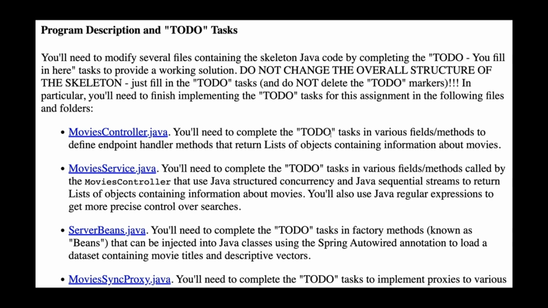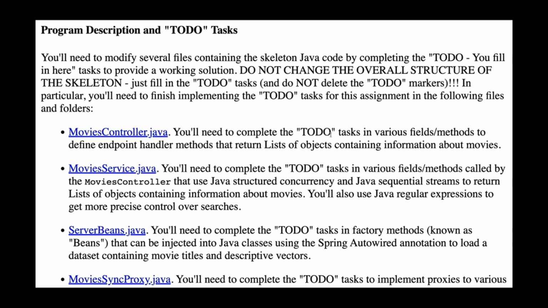In particular, you need to finish implementing the TODO tasks for this assignment in the following files and folders. MoviesController.java, where you need to complete the TODO tasks in various fields and methods to define endpoint handler methods that return lists of objects containing information about movies. MoviesService.java, where you'll need to complete the TODO tasks in various fields and methods called by the movies controller that use the Java structured concurrency and Java sequential streams mechanisms to return lists of objects containing information about movies. You'll also use Java regular expressions to get more precise control over searches.